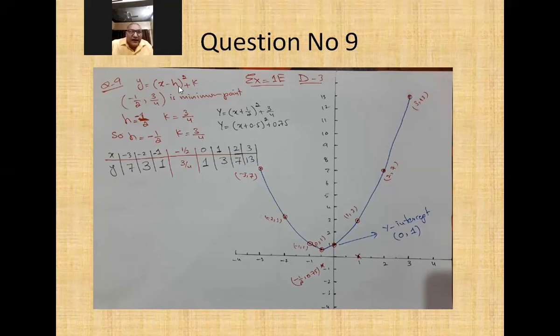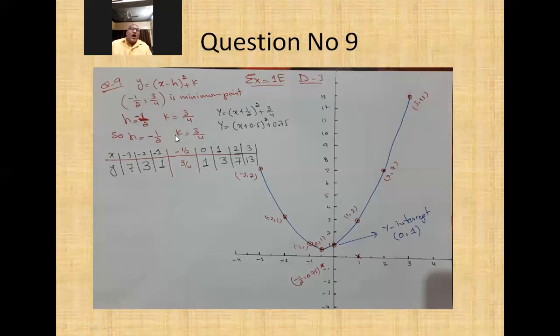You know, here, this h actually tells you the x coordinate of the turning point. And this k here tells you the y coordinate of the turning point. But here you have to change the sign. So the h value will be minus 1 by 2, I mean, and the k value will be the same, whatever it is here. That will be 3/4.